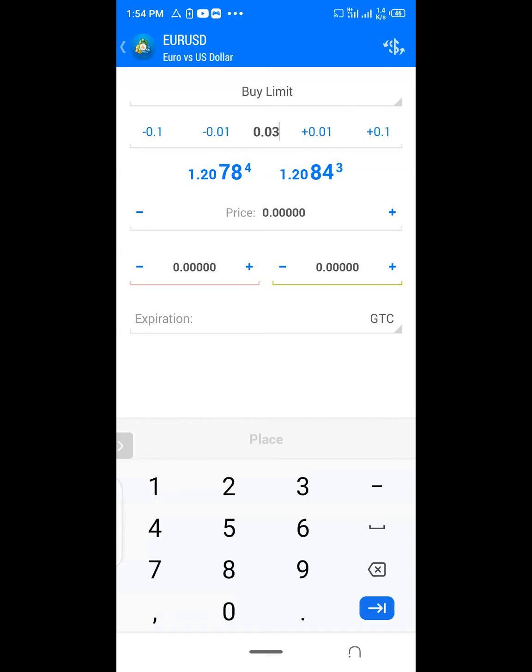The mini lot size is from 0.10 to 0.90. All right, per pip of the mini lot size, I'm going to be making $1 per pip. This is how money is made, guys. Per pip, I am going to be making $1 per pip.